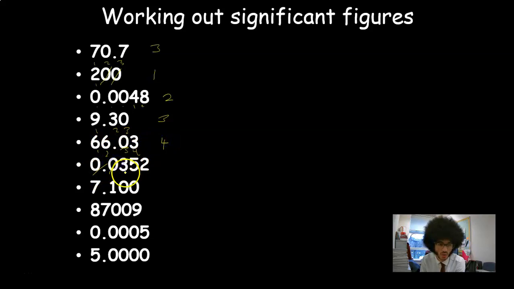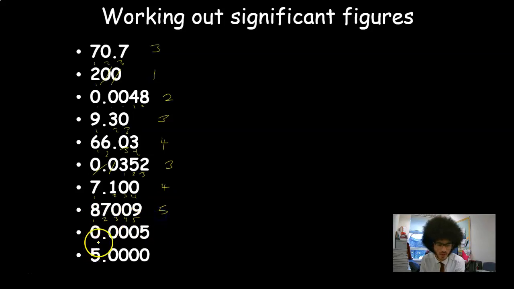These zeros I can ignore because they're before non-zero numbers. So this has 3 significant figures. This number has 1, 2, 3, 4 significant figures. Again, the zeros are at the end, but they're after a decimal. That's the key thing. This number here, the zeros are wedged between non-zero numbers, so they are significant. So I've got 1, 2, 3, 4, and 5.